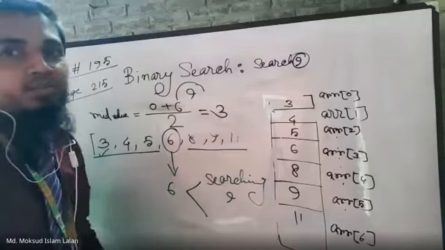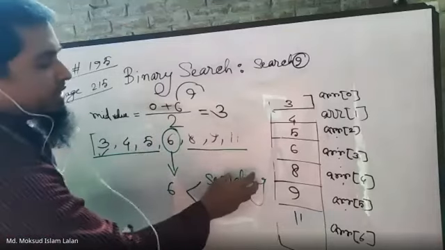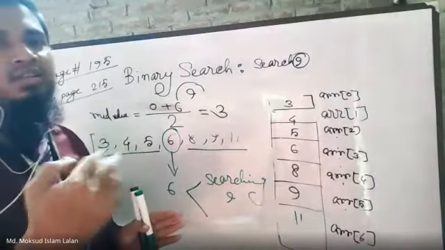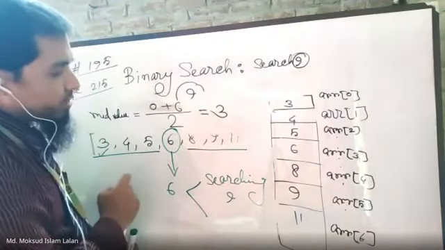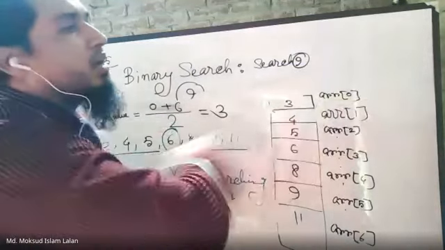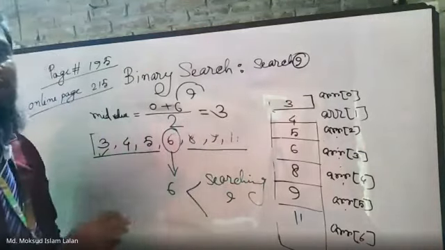Okay, wait. If the searching element is greater than the mid value, we are searching for 9 and we found the mid value is 6. So our searching element is greater than the mid value, right? So definitely this searching element belongs to the right part. Is it right or not? Do you understand? Simple logic.